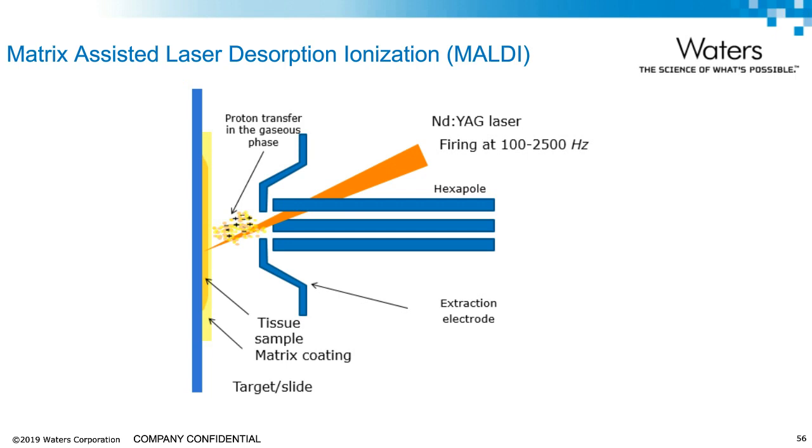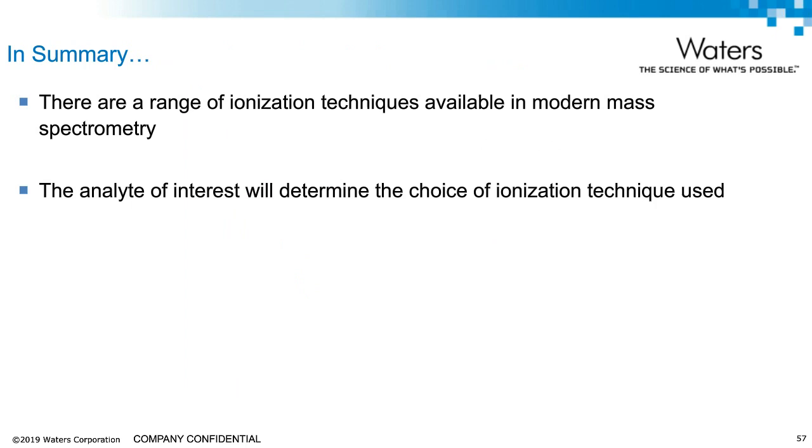So to summarize, there are a range of ionization techniques available in modern mass spectrometry, and we've looked at a number of those ionization techniques in this section of the webinar. It's also important to remember that the choice of ionization technique is related to the type of sample and the characteristics of the analytes of interest, and all of this should be thought about when selecting an ionization technique.